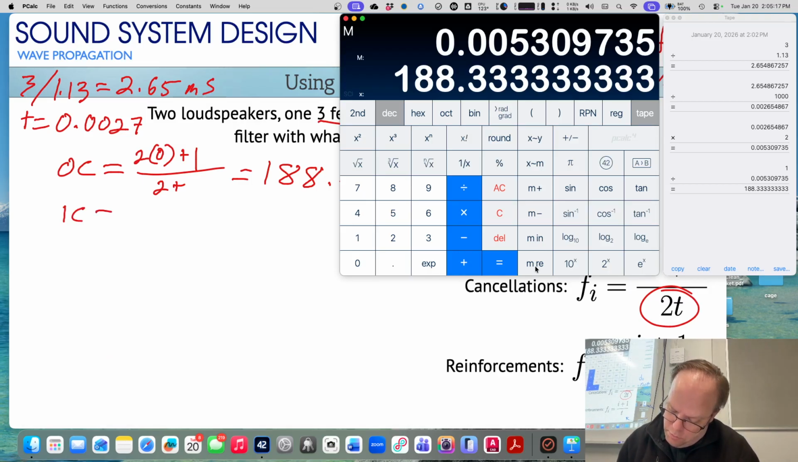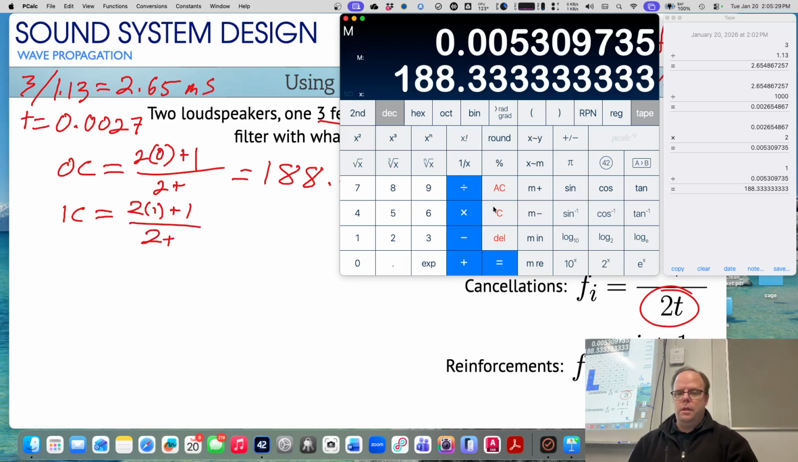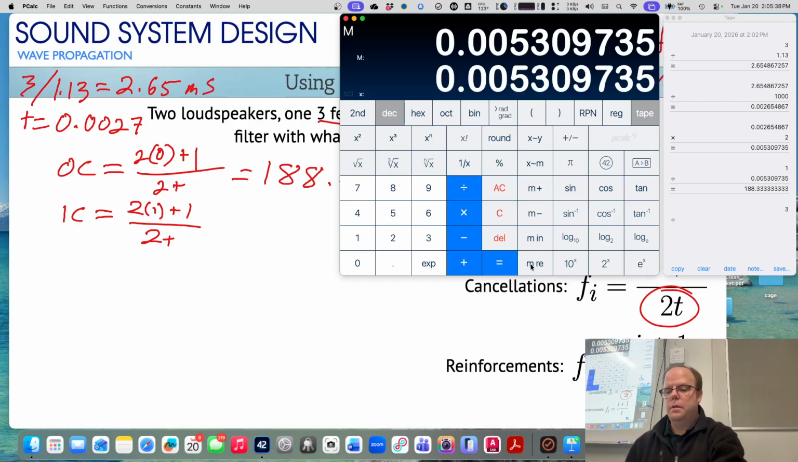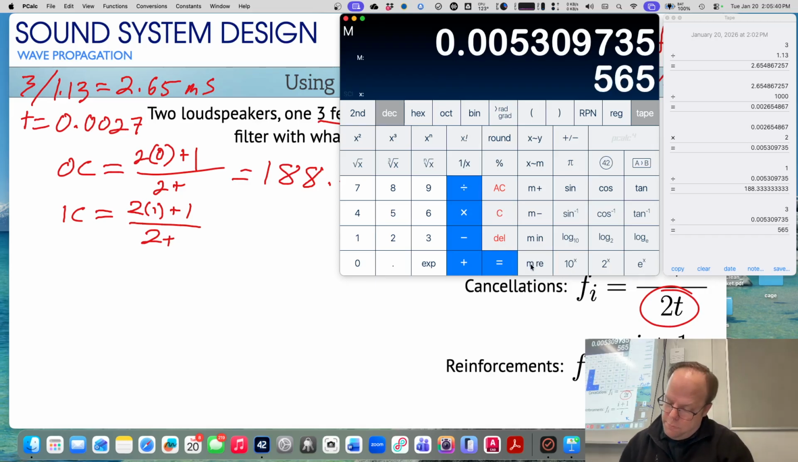Next one would be cancellation 1, and that's going to be 2 times 1 plus 1, divided by 2t. So this will be 2 times 1 plus 1 is 3. So 3 divided by that number I remembered. I get 565 hertz. Anybody else get that? Ben got that?